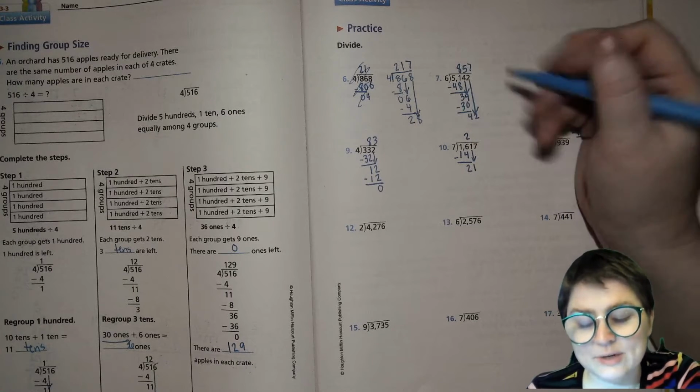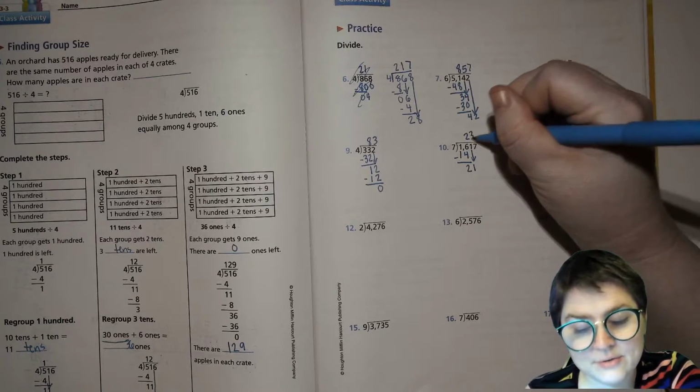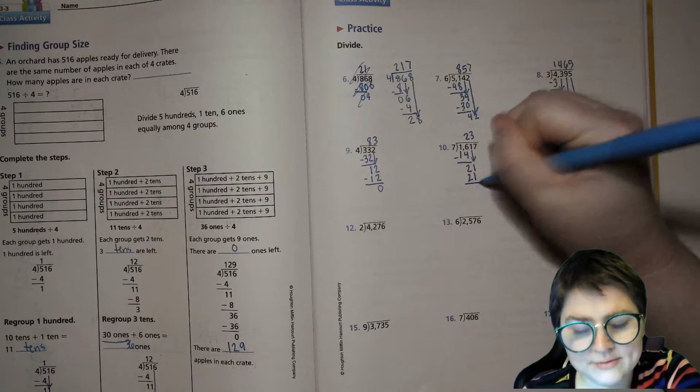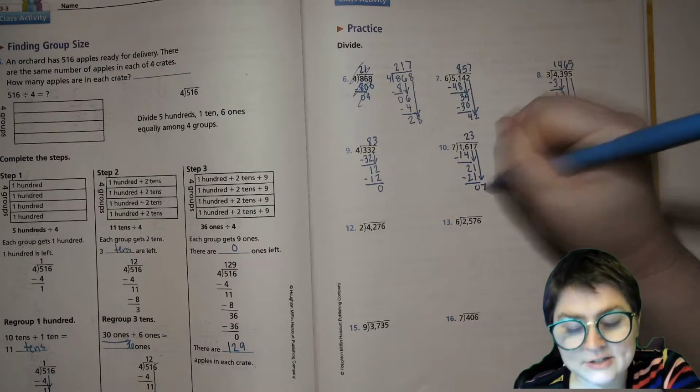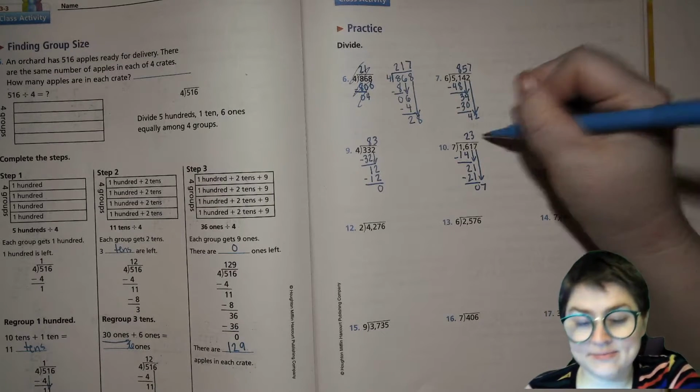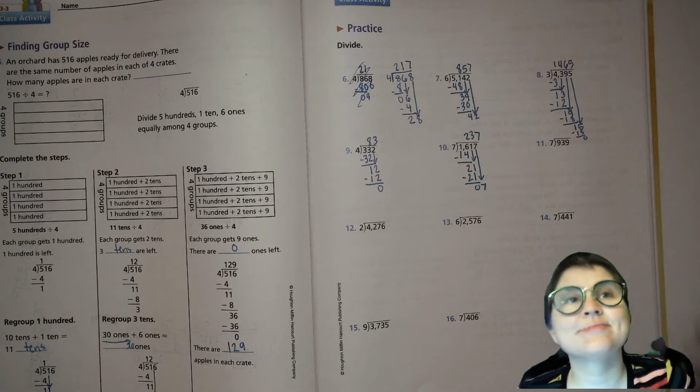7 goes into 21 how many times? 3. It's 21, right? Very nice. Now we have just 7 ones left to deal with. How many times does 7 go into 7? 7.